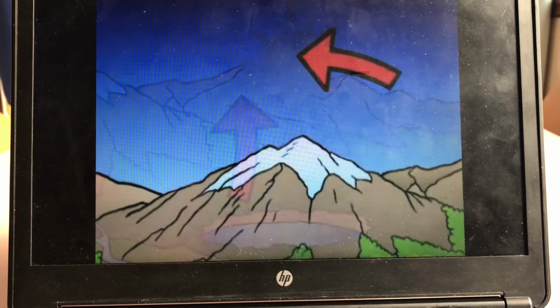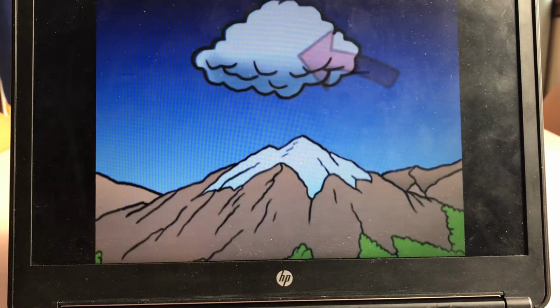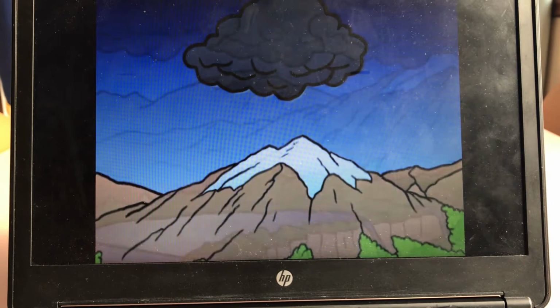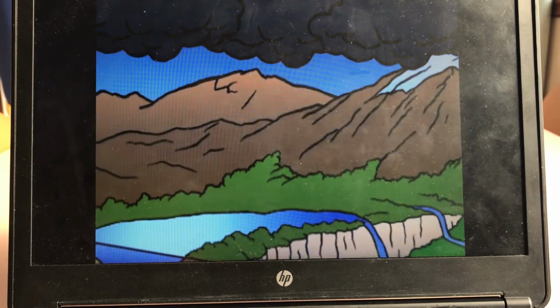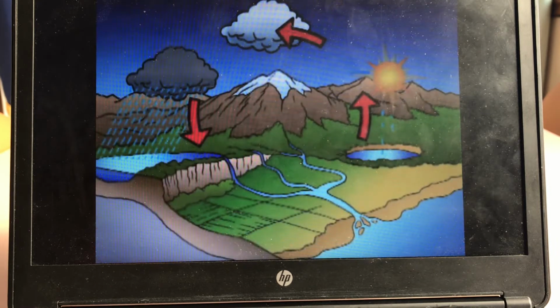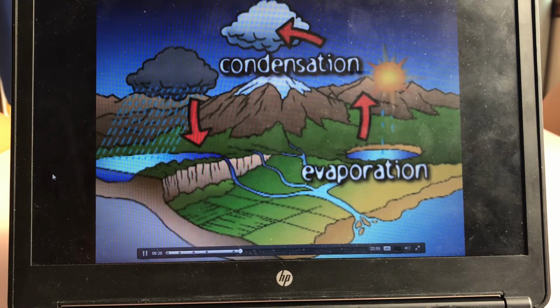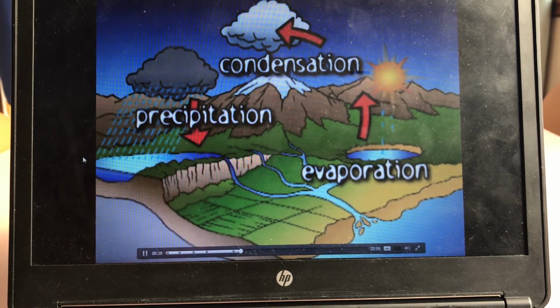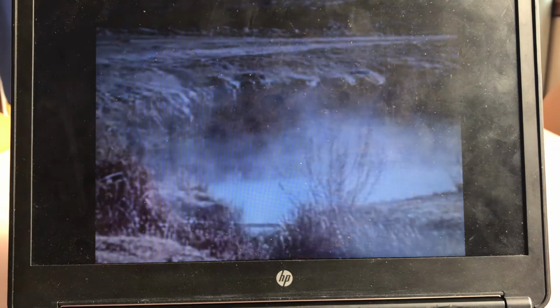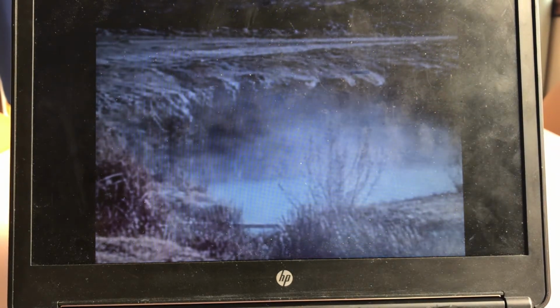When this air cools, the water condenses into tiny droplets, forming clouds. When the clouds cool further, the condensed drops become too big and fall from the clouds as rain and snow. This is called precipitation. So the water is recycled through evaporation, condensation, and precipitation. The water cycle. That's right. And when water evaporates, it leaves behind anything that's in it.